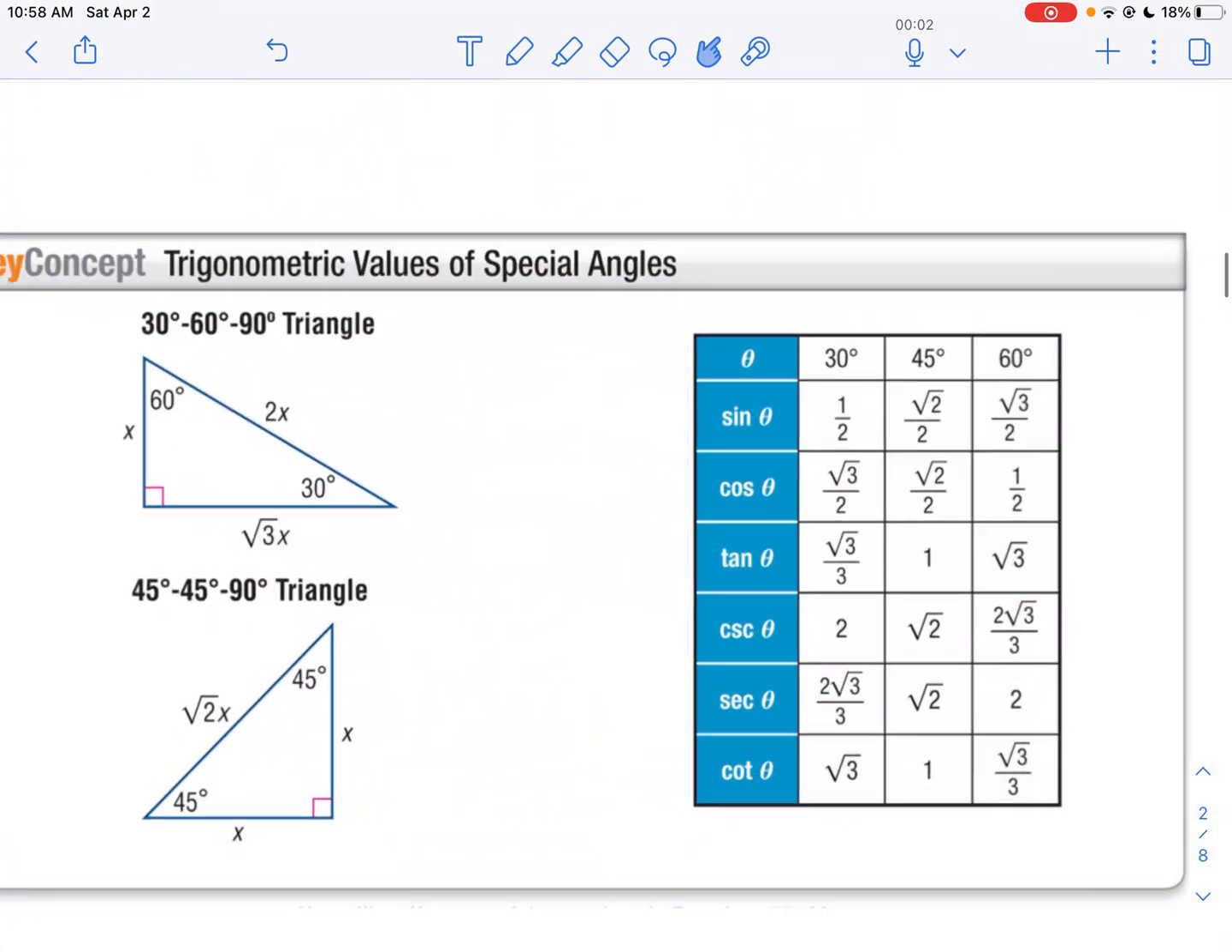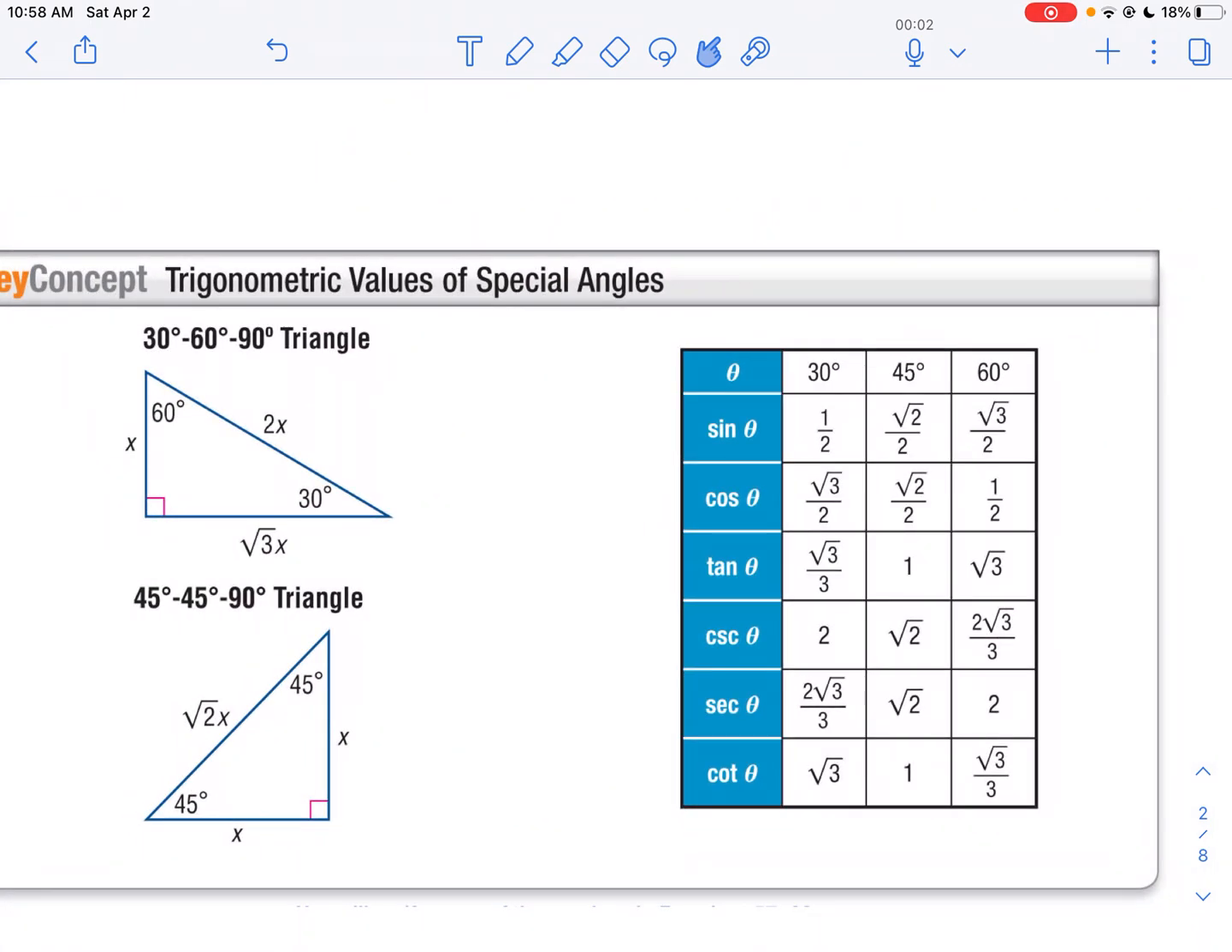We can use our special right triangles to know the exact values of the sine, cosine, tangent, or our 6 ratios of our special angles of 30, 45, and 60. Eventually, you have to memorize those, but for right now, you can just use your table.